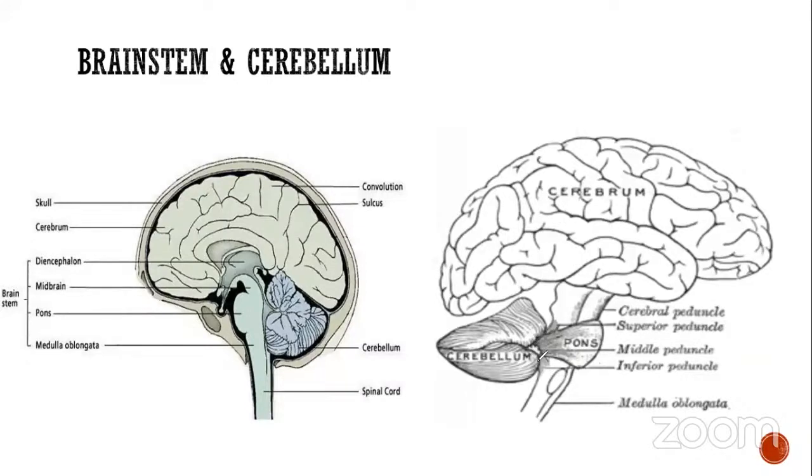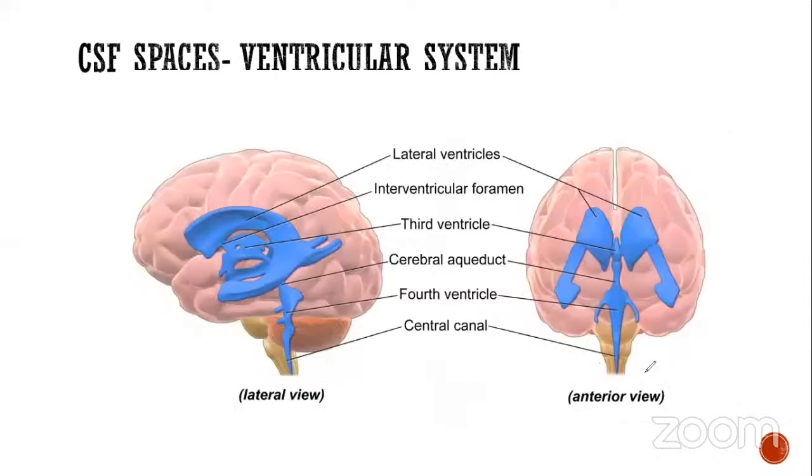The cerebellum is connected to the brainstem by three pairs of cerebellar peduncles, that is the superior, middle, and inferior cerebellar peduncle. The superior cerebellar peduncle connects to the midbrain, the middle cerebellar peduncle connects to the pons, and the inferior cerebellar peduncle connects to the medulla.